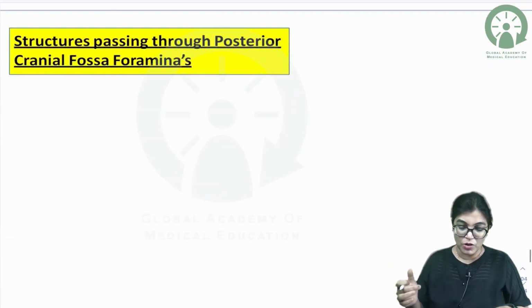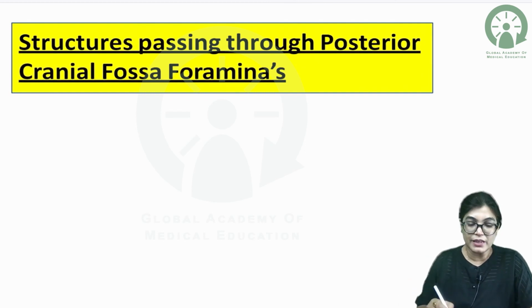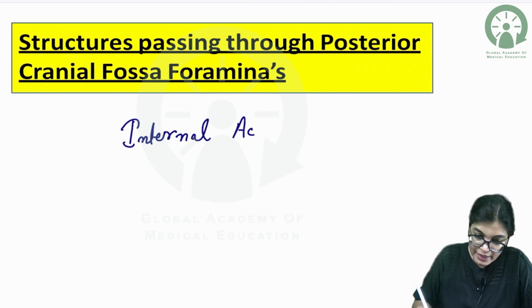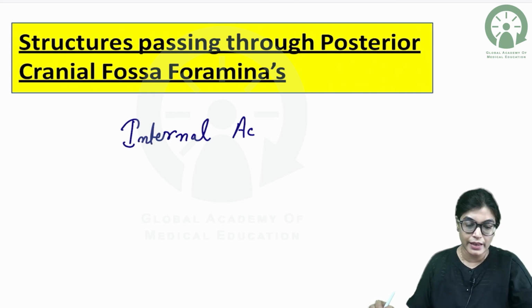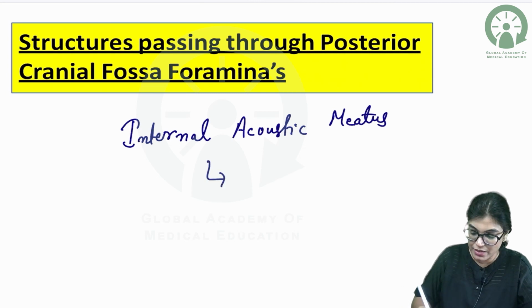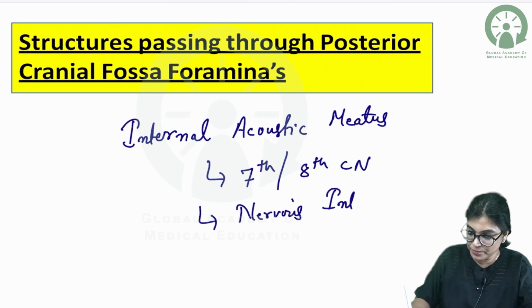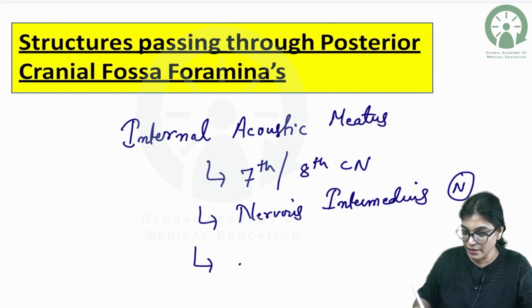Okay, now I would also like to talk about the structures traversing through the posterior cranial fossa. In the posterior cranial fossa, we have the internal acoustic meatus. The structures traversing through the internal acoustic meatus are the 7th cranial nerve, the 8th cranial nerve, the nervus intermedius, that is the sensory component of the 7th cranial nerve, and the labyrinthine vessel.